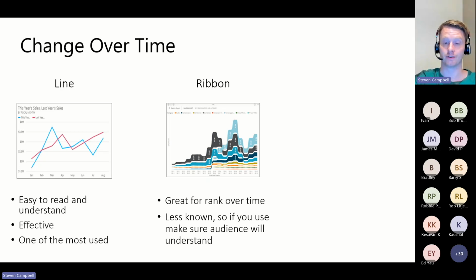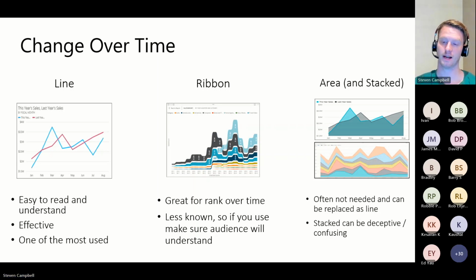Most people have seen a line graph before. Most people have seen a column graph. So these different charts, which could be really good and could be a great way of showing data, make sure your users will understand them. Because if you have to explain it, then you've lost the effectiveness of the graph.